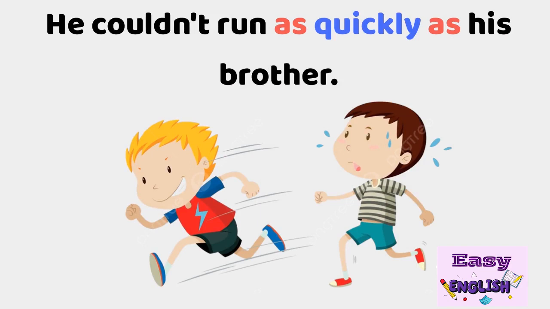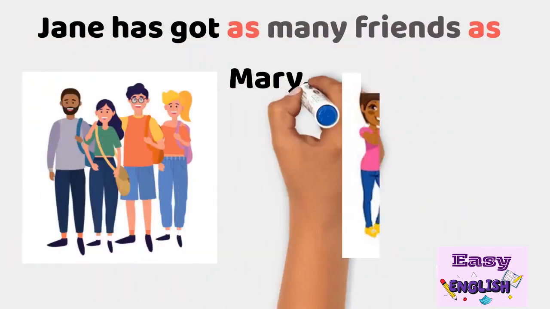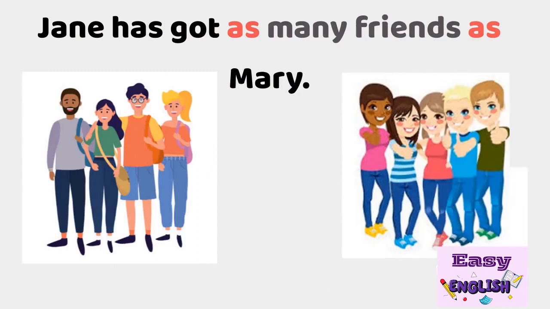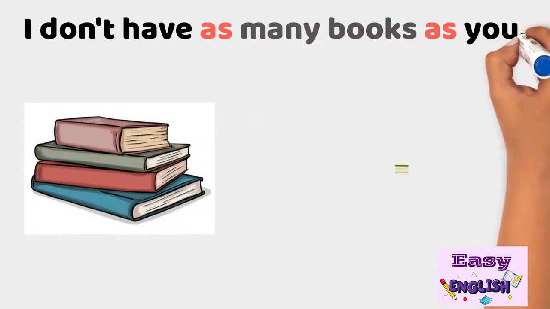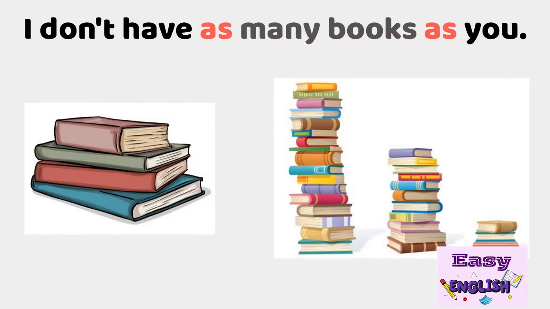Part 3. We use as many plus plural noun plus as to say that the numbers of two things are equal. For example, Jane has got as many friends as Mary. We can also use not as many as to say two things are not equal. For example, I don't have as many books as you.